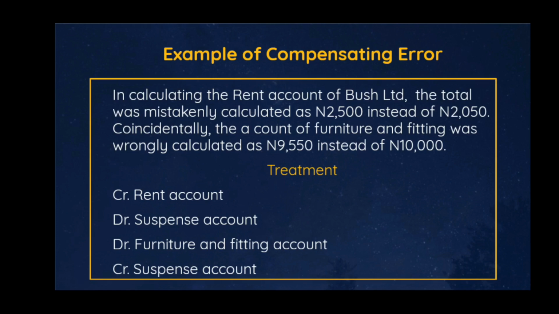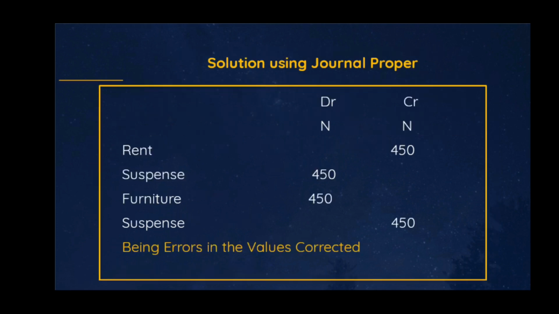For the furniture and fitting account, where we have the shortage, that means we are going to add the money back. That means we are going to add 450 naira back to the furniture and fitting account by debiting the furniture and fitting account and crediting the suspense account to complete the double entry for that one. Let us look at the journal entry for it. That is, the rent account will be credited to remove 450 naira from the rent account, while the corresponding debit entry will now go to the suspense account.